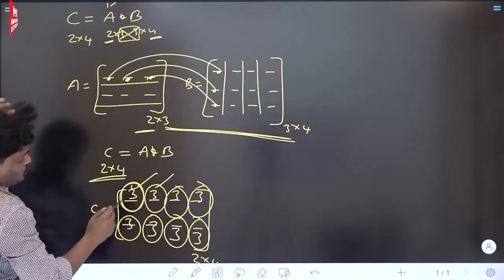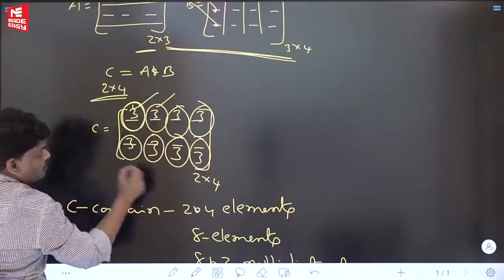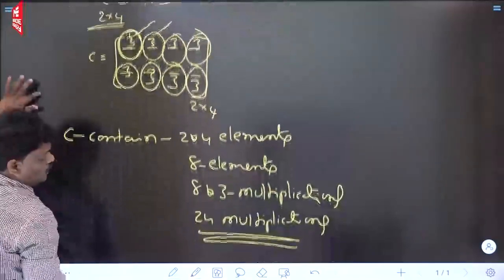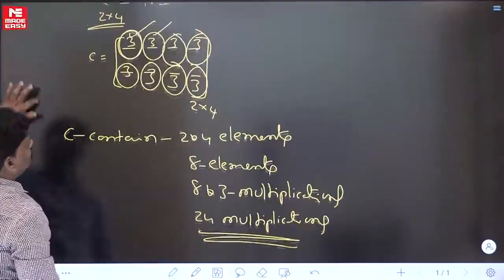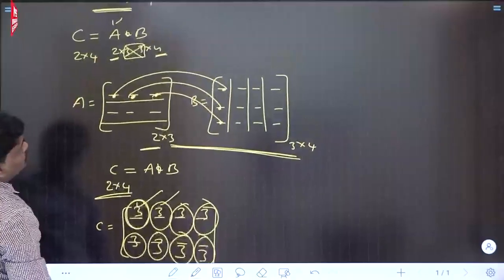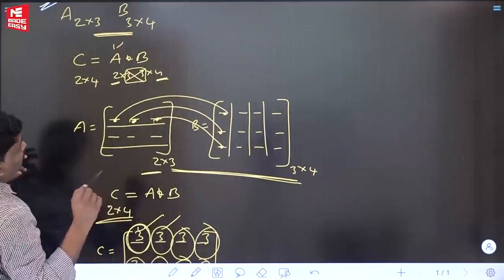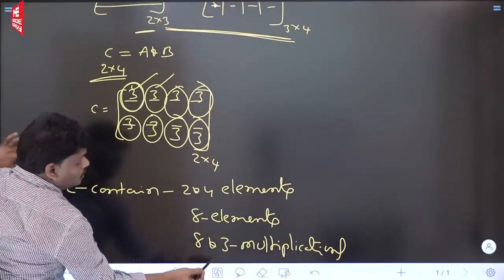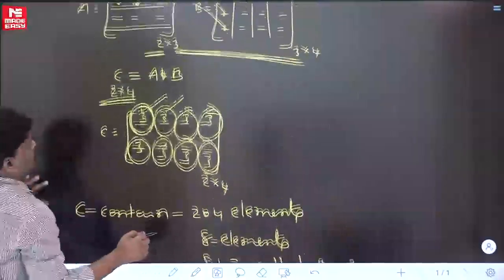Now, resultant matrix C, if you observe, right? C matrix contains 2 by 4 elements. Every element required 3 multiplications totally, right? 24 multiplications. In the matrix chain multiplication, our goal is to multiply the given matrices. How many multiplications are required? I think 24 multiplications required for this problem.